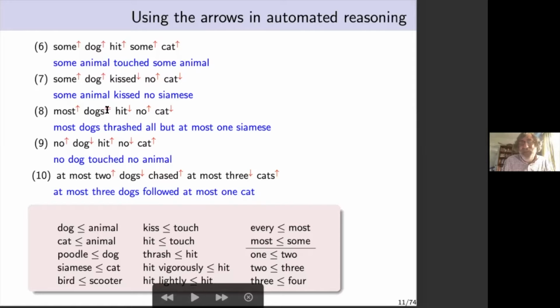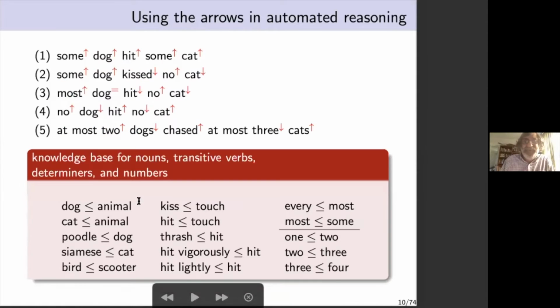The dogs has an equals, and I'll show you about equals in a minute. Equals means I shouldn't replace it. Hit goes down to thrash as you go down here. No and cat, let's say no, I say all but at most one. This is a complicated story, but I claim that no should be less than all but at most one. And all Siameses are cats. So I claim that if somebody says most dogs hit no cat, and they're talking about some scene they're looking at, it follows that most dogs thrashed all but at most one Siamese. So I claim these are inferences.